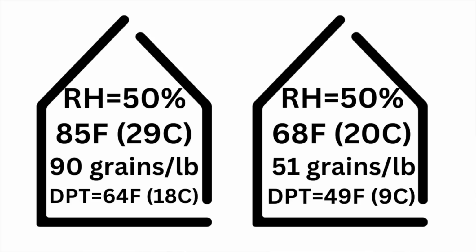Two spaces have an RH of 50%. One space is 85 degrees Fahrenheit and the other is 68 degrees. Even though RH in both spaces is 50%, the hotter space contains almost twice as much water vapor. The dew point of the hotter space is 64 degrees Fahrenheit, which is quite humid, and the dew point of the cool space is 49 degrees, which is fairly dry. So dew point tells you how humid it is, RH does not.